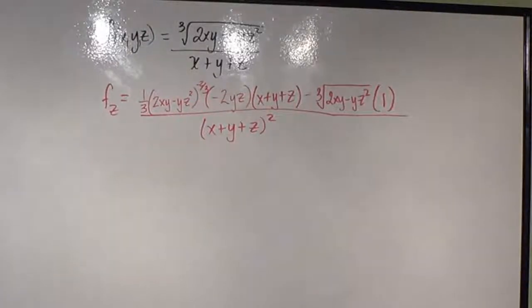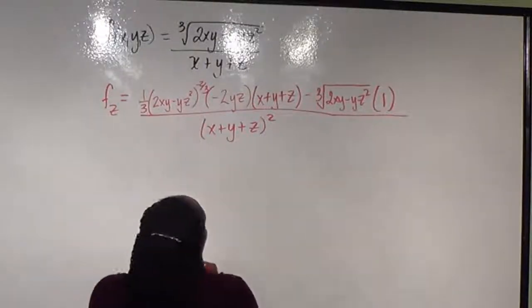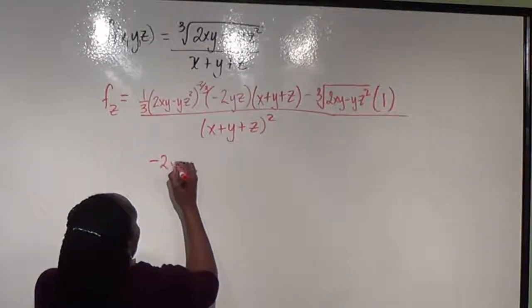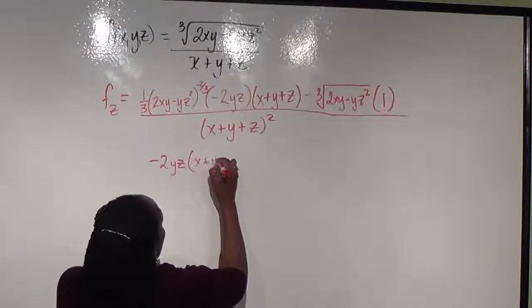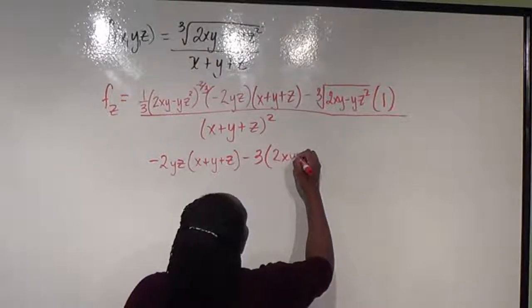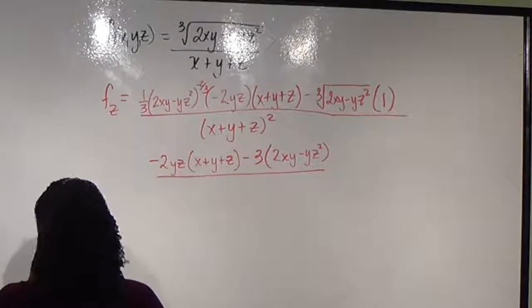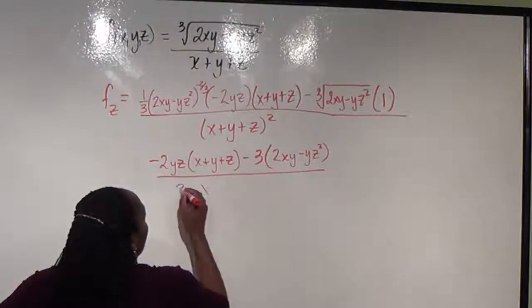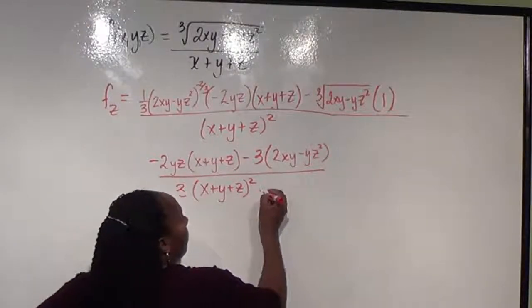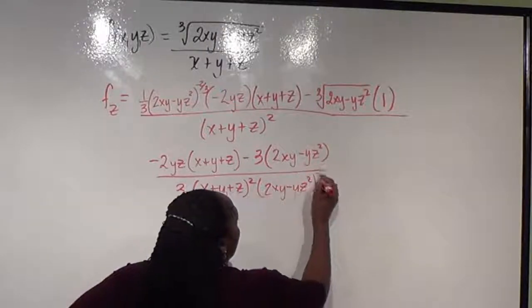Okay. Again, cleaning it up. So again, we'll multiply by 3 times that negative 2/3 expression. So we'll get a minus 2yz times an x plus y plus z minus 3 times 2xy minus yz squared all over 3 times x plus y plus z squared times 2xy minus yz squared to the 2/3.